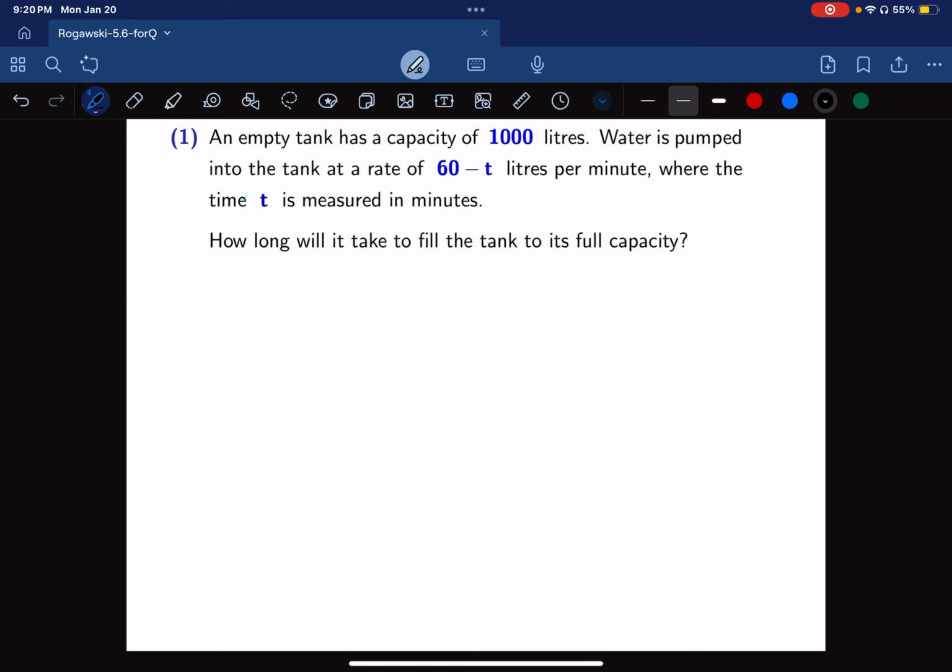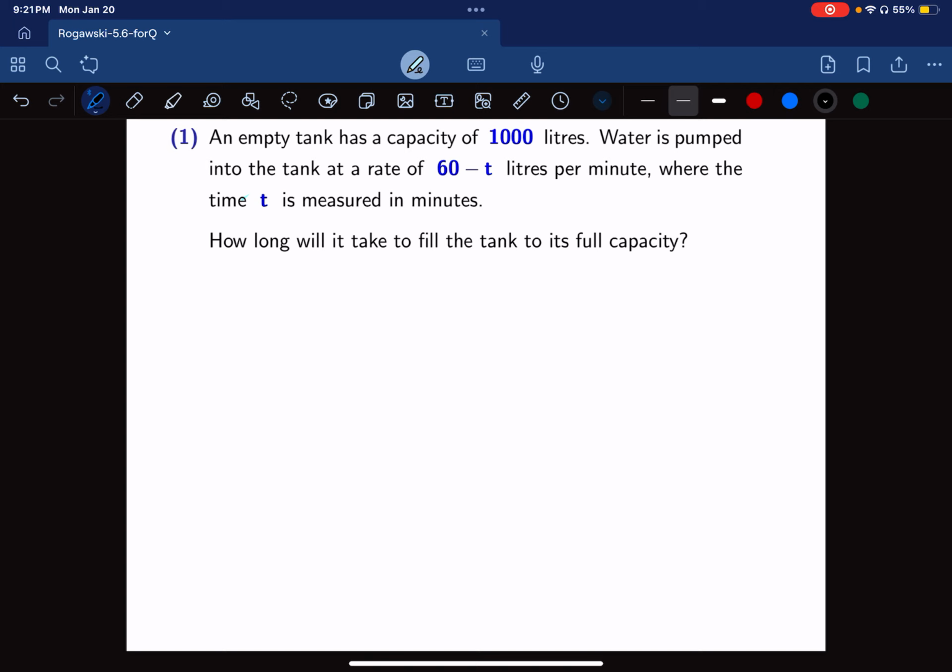Don't write anything down, don't try solving anything. Simply read the question. So, an empty tank has a capacity of 1,000 liters. Water is pumped into the tank at a rate of 60 minus t liters per minute, where the time t is measured in minutes. How long will it take to fill the tank to its full capacity?